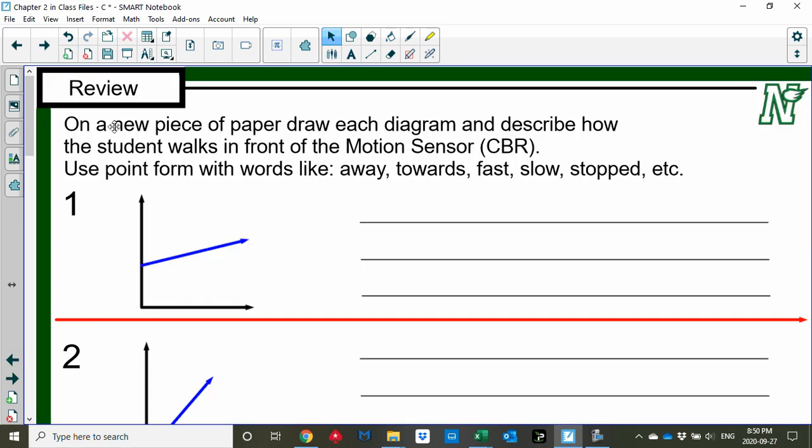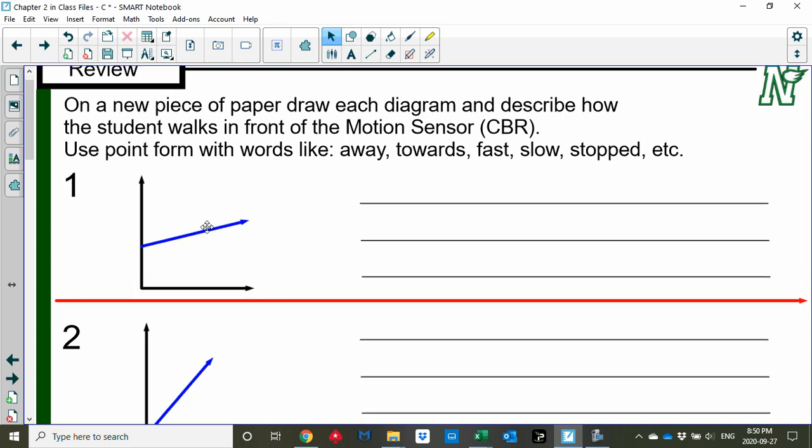But real quickly to review, this is something new. Don't worry about copying it out. You don't have this in your notes. But just to review real quickly, how would a person have to move to make each of these graphs? I'll real quickly go through each of them. This person would have to start away from the CBR a little bit and walk very slowly away. All right, the line is not too steep, which means slow, and it goes up to the right, which means away. So slow and away.